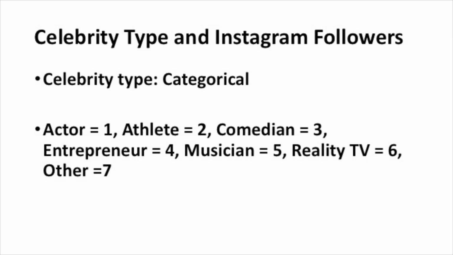So of course, celebrity type is a categorical variable. And when we look at the data set, you'll see that it's coded as follows. Actors are coded as 1, athletes are coded as 2, comedians are coded as 3, entrepreneurs are coded as 4. That'd be somebody like Mark Cuban. A musician is coded as 5. Reality TV celebrity would be coded as 6. And then other types of celebrities are coded as a 7.